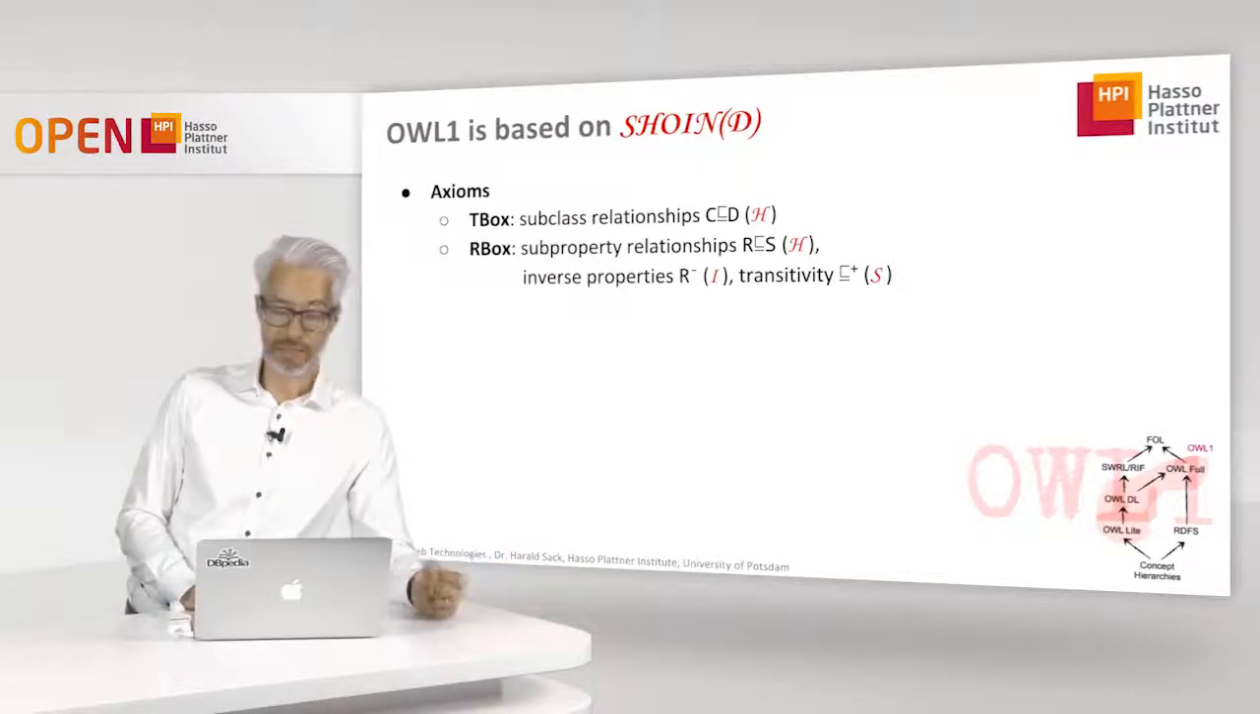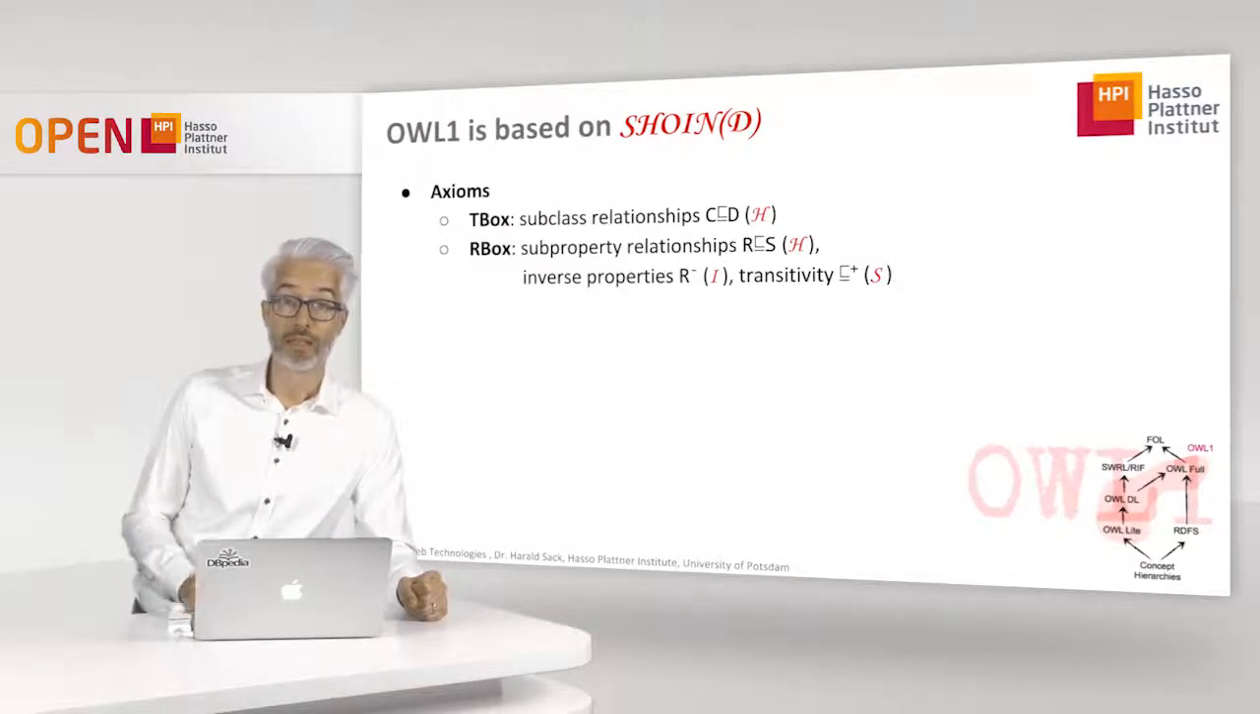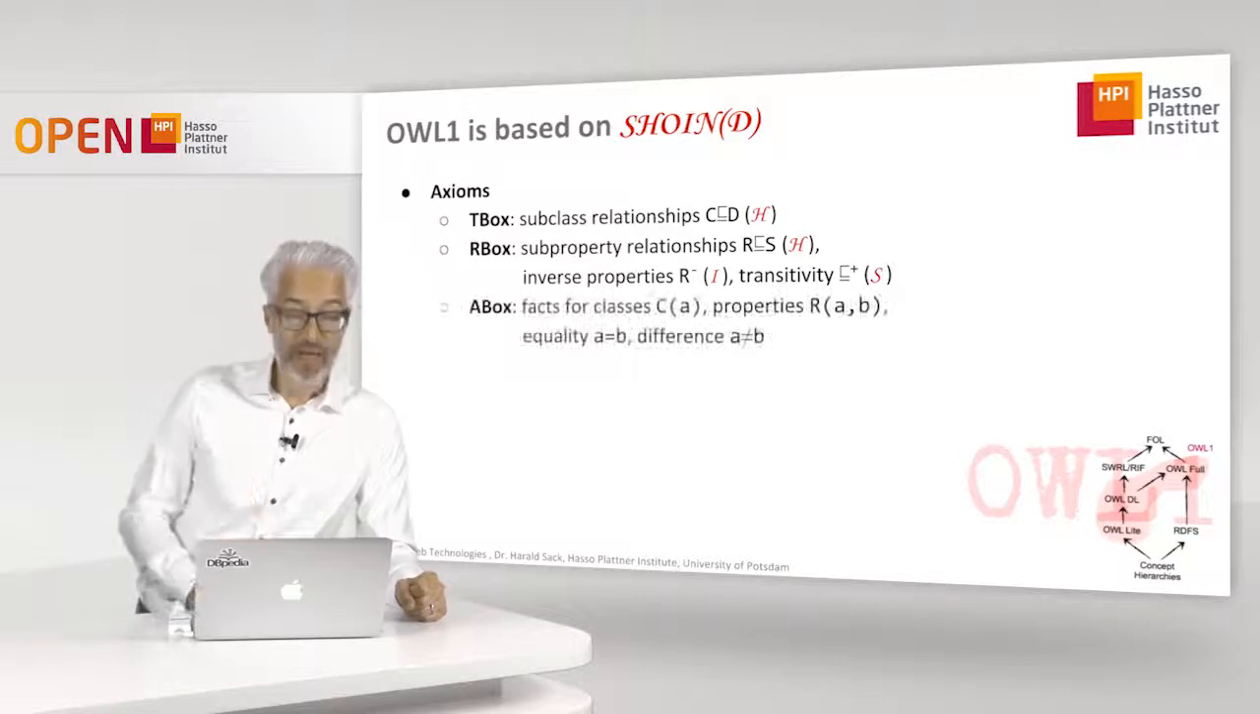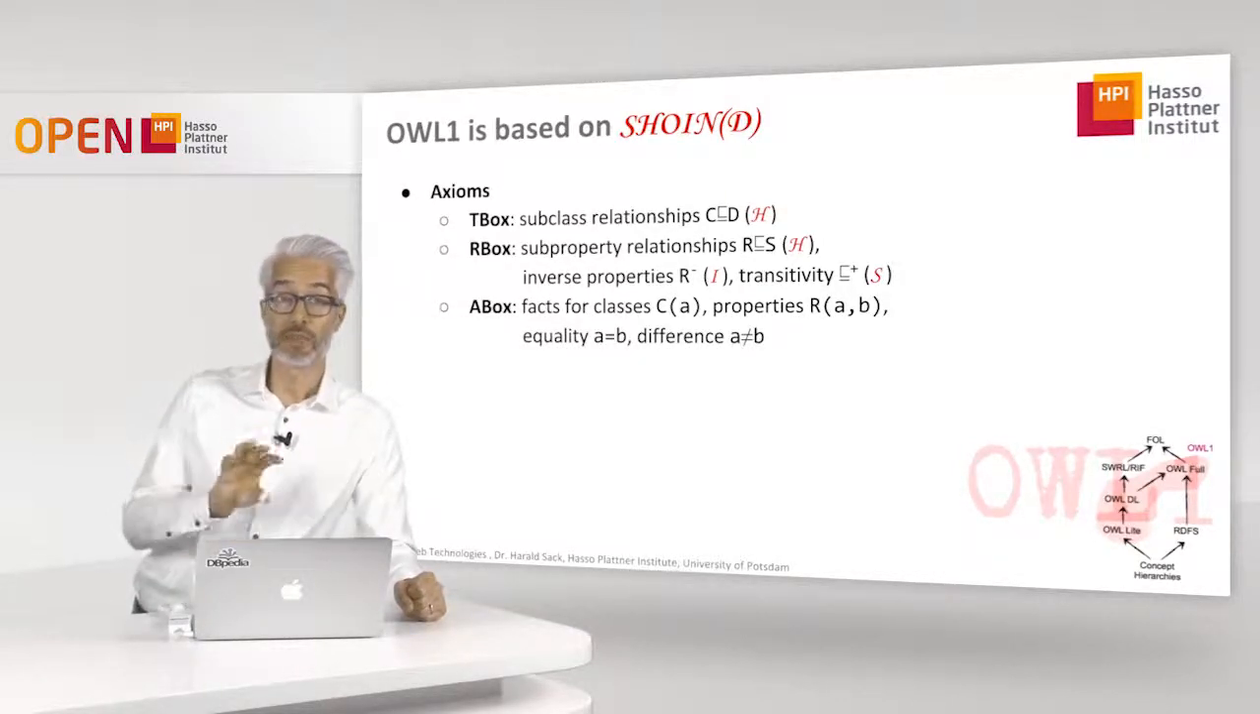Inverse roles, that's the letter I, and you can define transitive roles. For that, you have the letter S in your name. Then let's have a look at the A box, the assertional knowledge, so knowledge about individuals and their relationships.